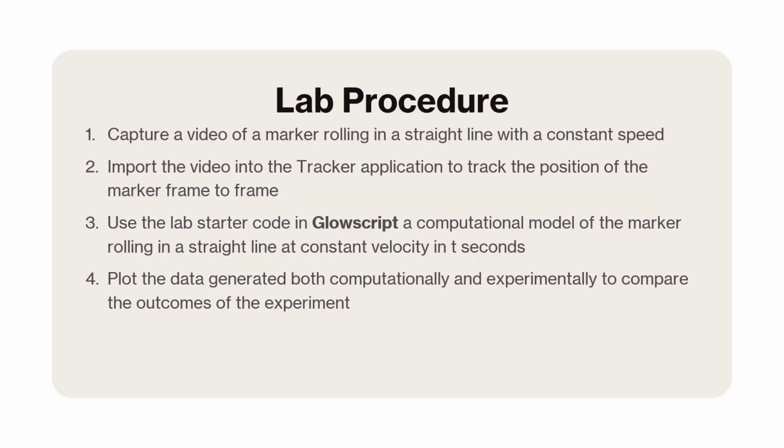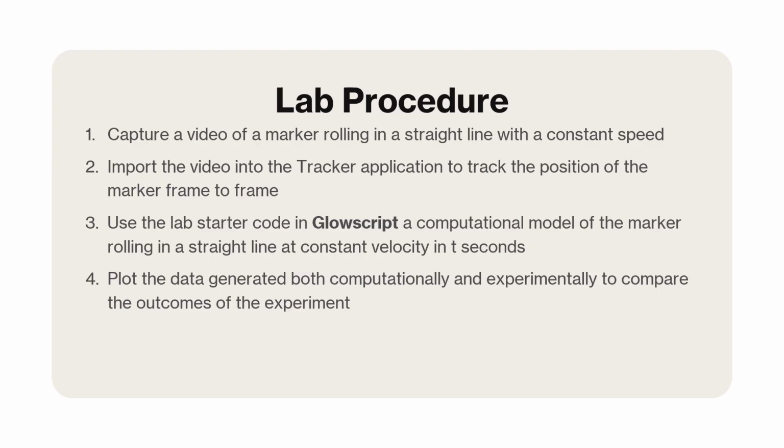The lab procedure is written very clearly and plainly: capturing a video of a marker rolling in a straight line with constant speed. Import that video into our tracker application to track the position of the marker frame to frame. Take the data from that and put it into some Python GlowScript code. And we're going to see what the model spits out and see whether or not the constant velocity is there in the t seconds, or delta t time, that we observed it in.